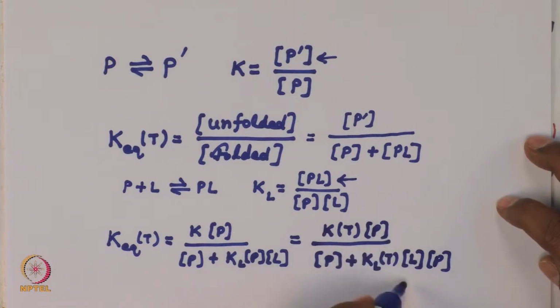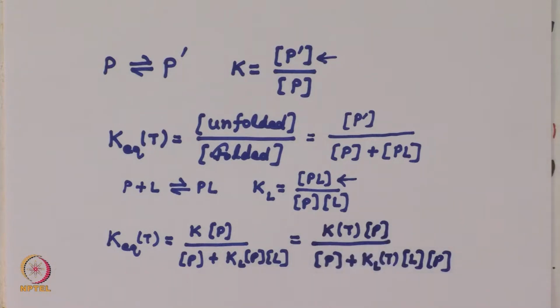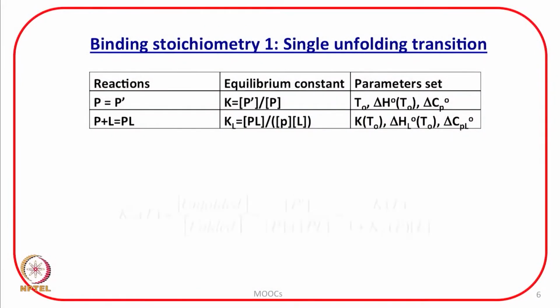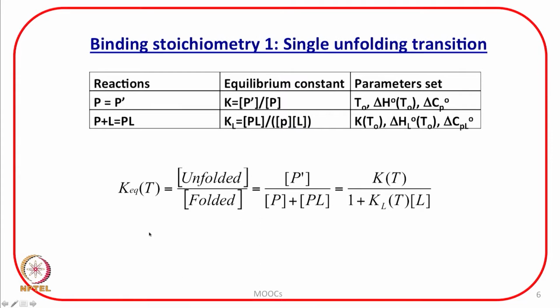So, once you cancel this P everywhere, take a look at the slide, we come up with this equation, that K equilibrium at any temperature T is equal to K at any temperature T divided by 1 plus KL at any temperature T into L. That is the ligand concentration.